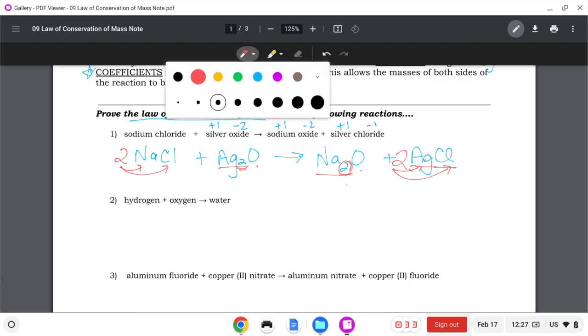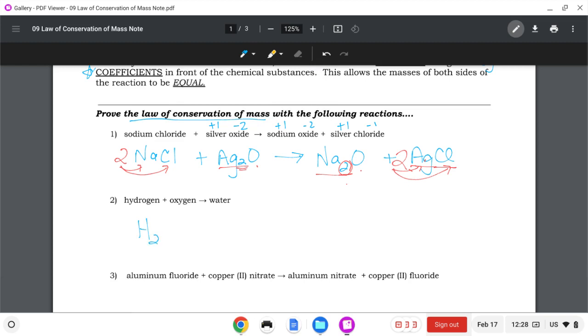Let's move on, and we will deal with the next reaction. So here I take hydrogen and oxygen. And hydrogen is one of these elements that when it's on its own, it's a diatomic element. Okay, so H2 is the formula for hydrogen. It always exists in pairs. Oxygen is the same, always exists in pairs. And then we have water, which everybody should know the formula for water, which is H2O.